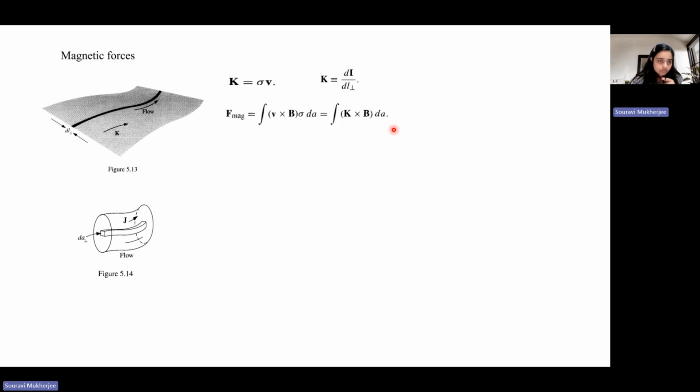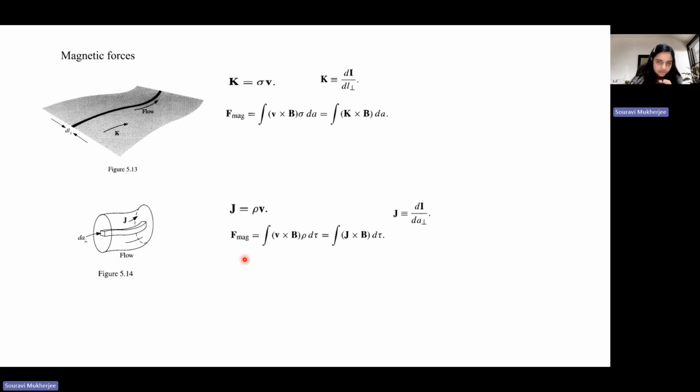Similarly, for a volume current, you can define the volume current density, which is given as rho into v. Rho is the volume charge density, and then you multiply by the velocity of your charges. Similarly, you can break your volume into small elements. Then the force is defined by this relation here, and this is how your magnetic forces would look.